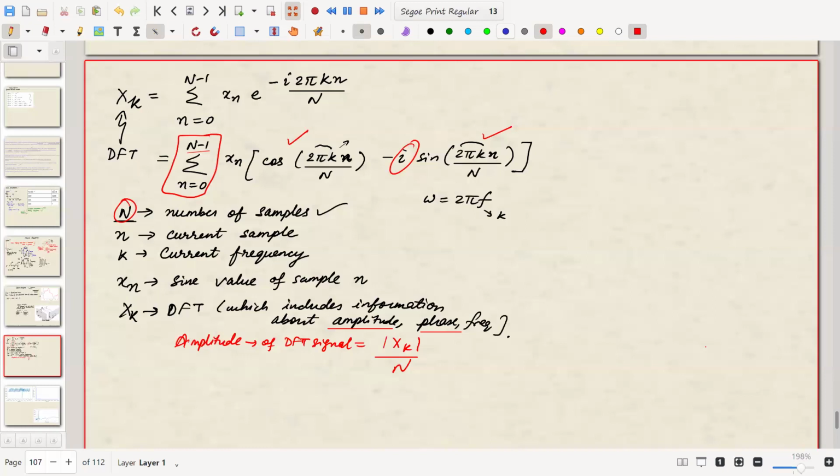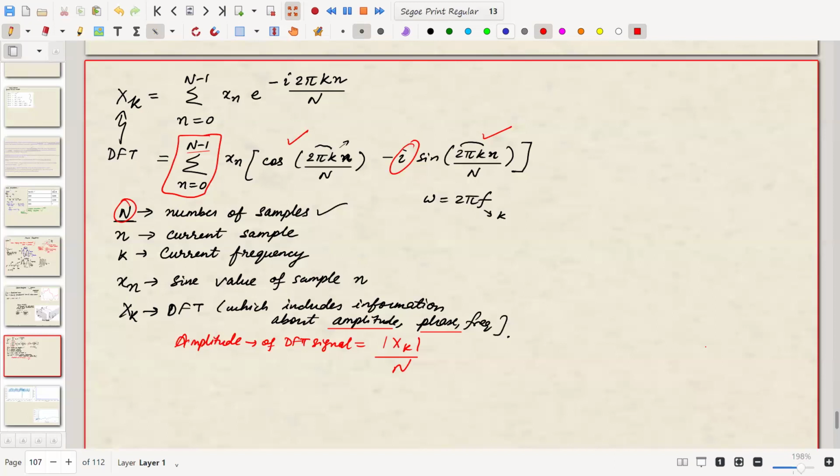Why have we taken the mod of Xk? Any ideas? Do you remember in the sine wave, you had a positive up, but you had a negative down also. The negative down has a negative value. But if you consider the amplitude, you have to take the mod. Otherwise, even though the amplitude is a non-zero value, due to this plus and minus, they will cancel out when you add them up. And that is not the true factor, right? So you have to take the modulus, isn't it?